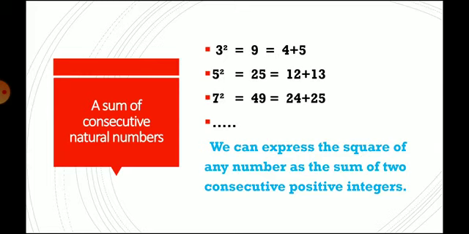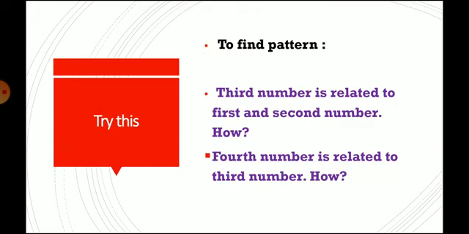So similarly 7 square, that is 49. 24 plus 25, so we can get 49. So we can express the square of any number as the sum of 2 consecutive positive integers. Okay, so try this to find the pattern.